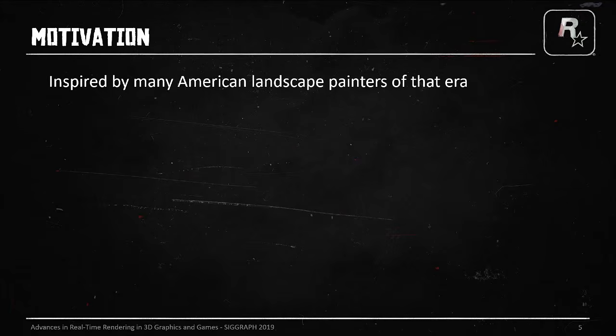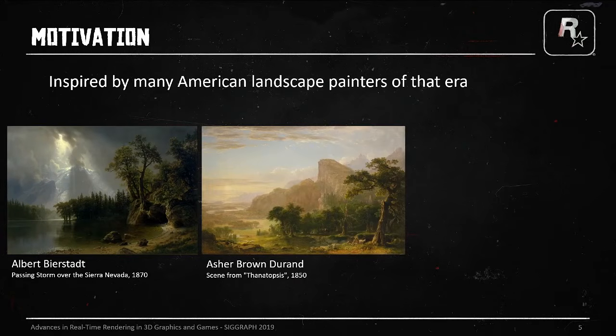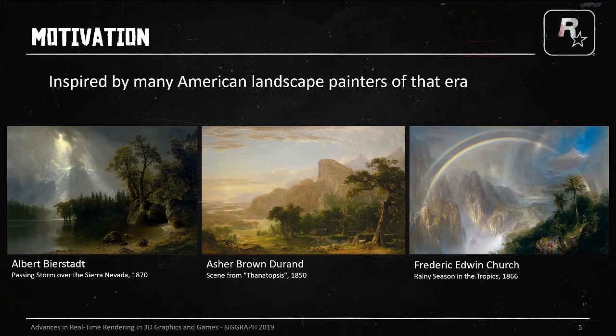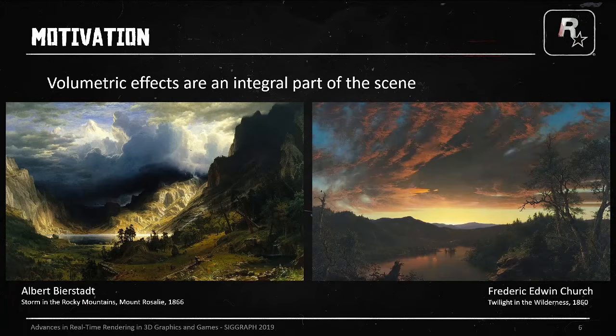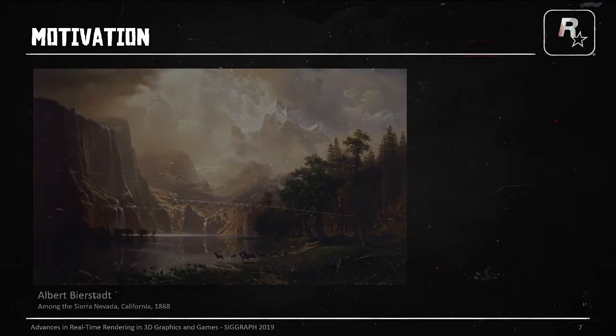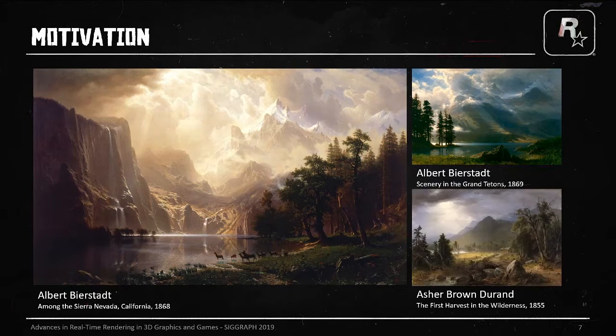The art department was inspired by many American landscape painters of that era, like Albert Bierstadt, Asher Brown Durand, and Frederick Edwin Church. And as you can see in these paintings, volumetric effects are an integral part of the scene, not only as a backdrop for the skybox, but also as a part of the lighting solution, changing the mood of the picture. We're seeing a wide variety of effects, from clouds to fog, haze, and light rays.